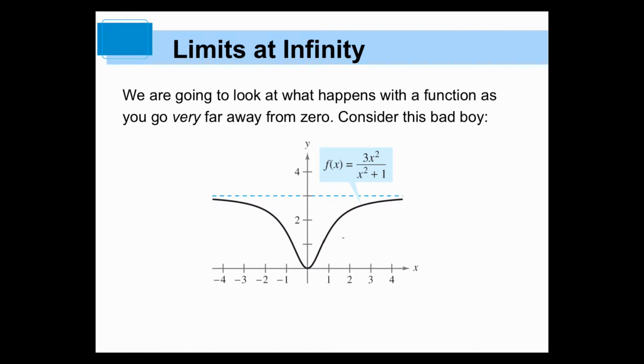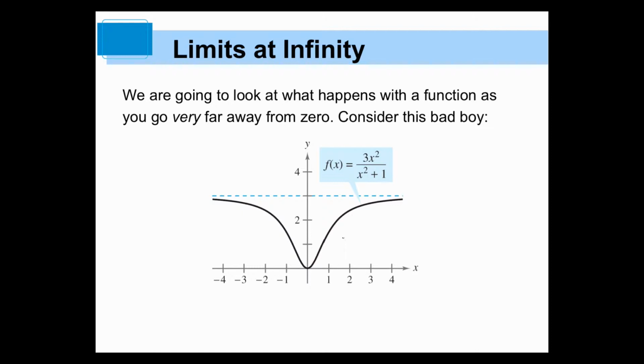Okay, let's look at this bizarre function. It looks harmless enough, 3x squared over x squared plus 1. But when you graph it, you get this weird little dip. If we talk about what we've done already, let's suppose we take the limit as x approaches 0, we get a value of 0. That's easy because there are no holes, jumps, or vertical asymptotes. Then it's just going to be a straight up limit problem.